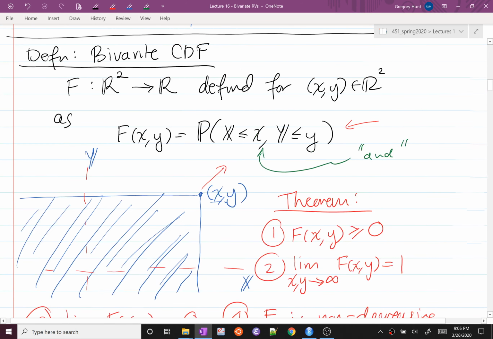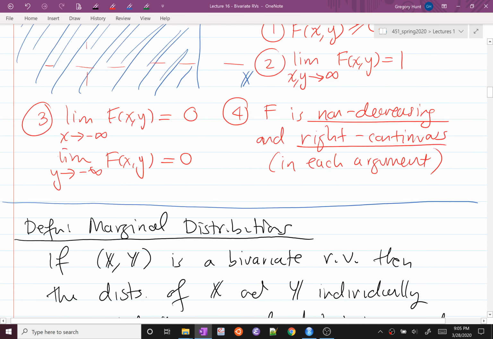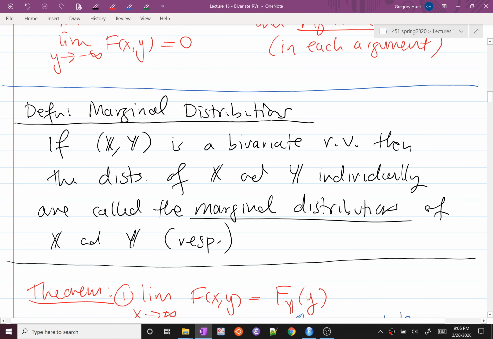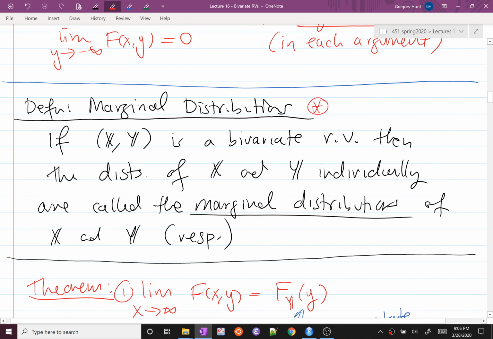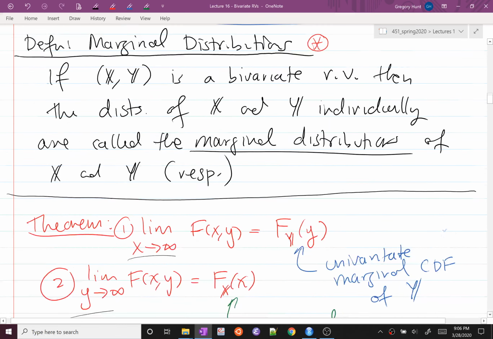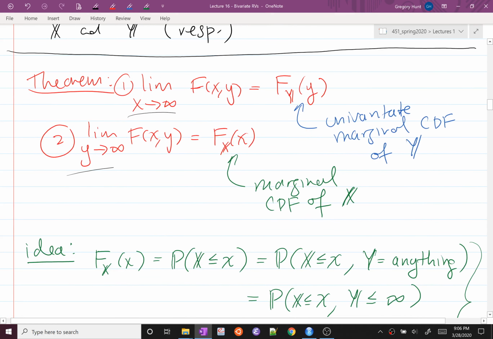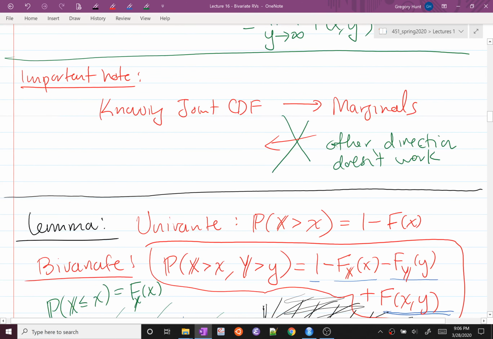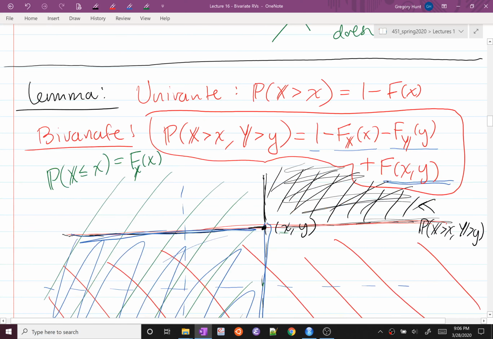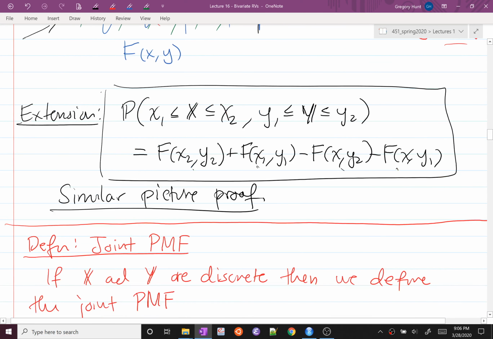So analogously, it has a bunch of analogous properties. And the marginal, so here's the things to pay attention to. Our definition of marginal distribution is just the distribution of the random variables individually. And you can get that from the joint CDF by taking the limits, which is usually not the most practical way. There's some other theorems about how to calculate probabilities.